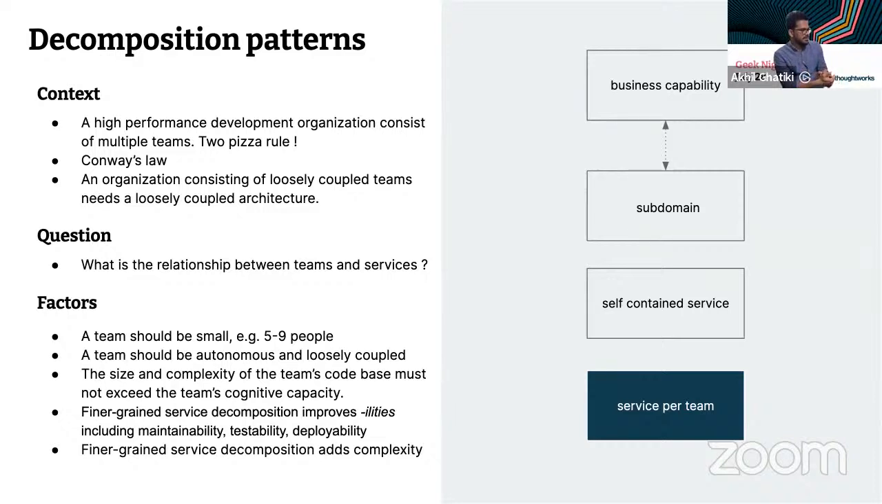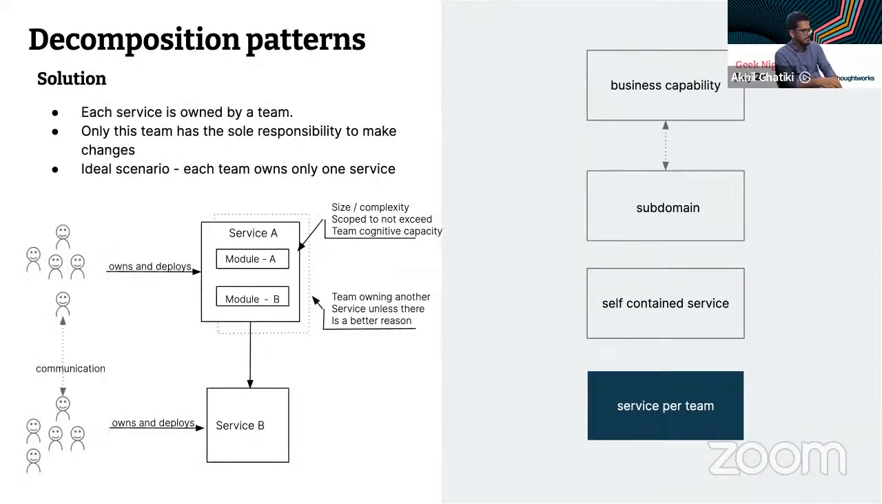So the question here: what is the relation between the teams and the services? The few factors you need to consider: the two pizza team rule, 5 to 9 people in a team. The team should be autonomous. The size and complexity of the code base of one team should not go beyond their cognitive capacity. And then you should have fine-grained service decomposition, which improves maintainability, testability, and deployability, though it adds complexity to your whole architecture.